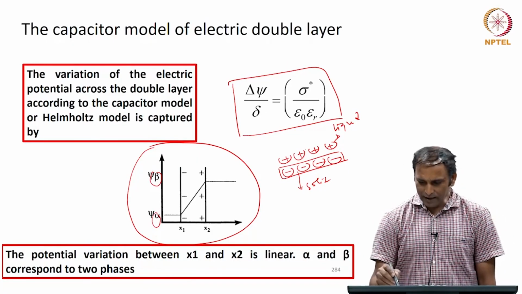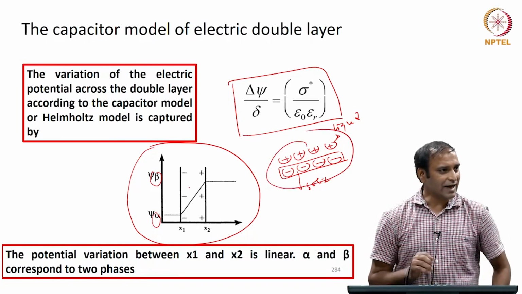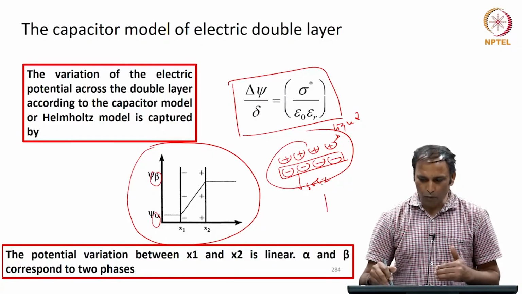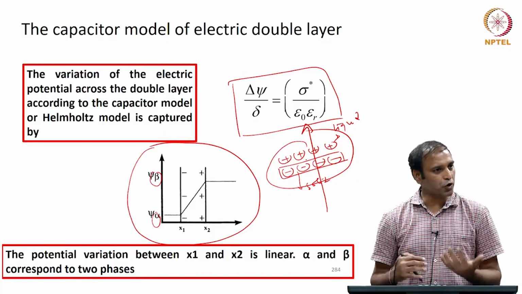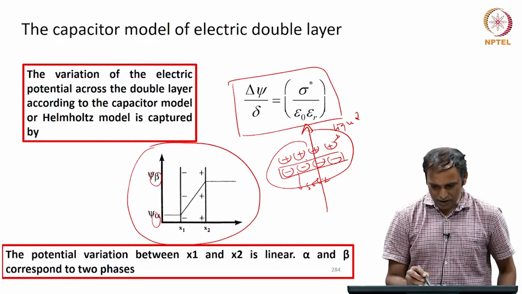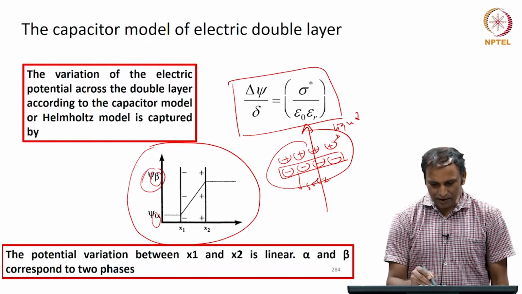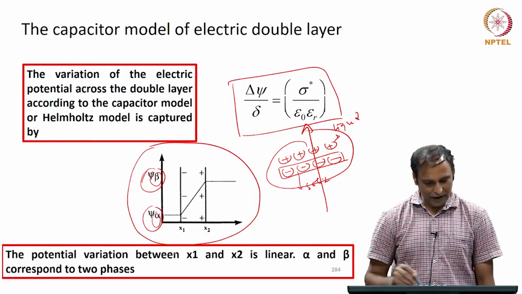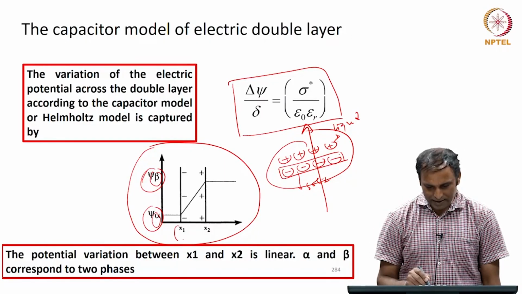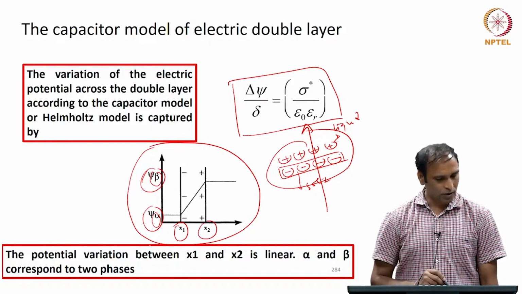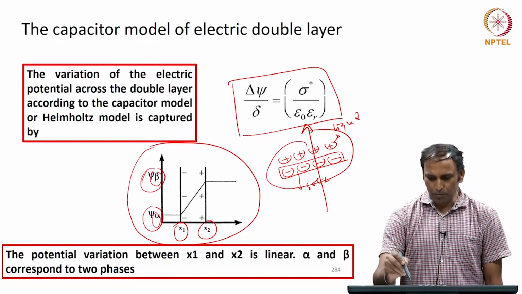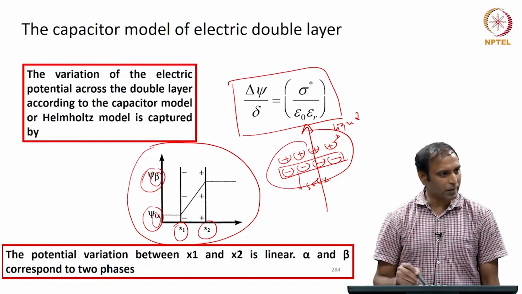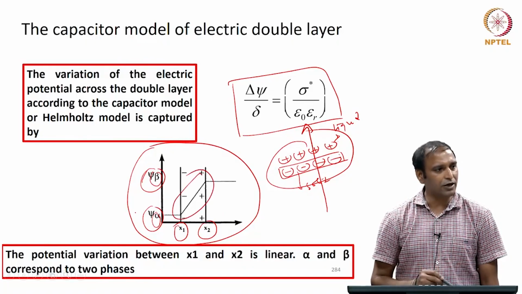Now, this kind of arrangement that we are seeing is actually seen at the interface, as I go from one phase to the other phase. At the interface, you are going to have an arrangement like this. So, this is psi alpha and psi beta, which refer to the potential at the two phases alpha and beta, and they are separated by a distance x1 and x2. What this particular model predicts is that the variation of potential in the gap between the two plates is linear.